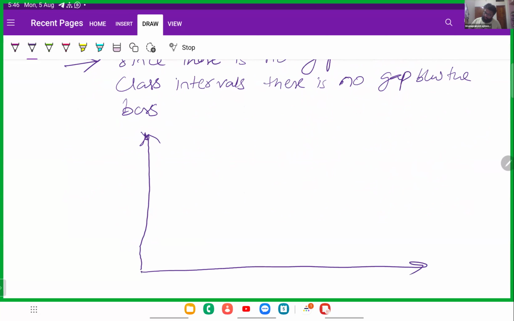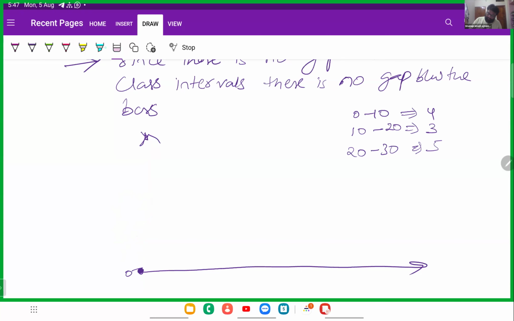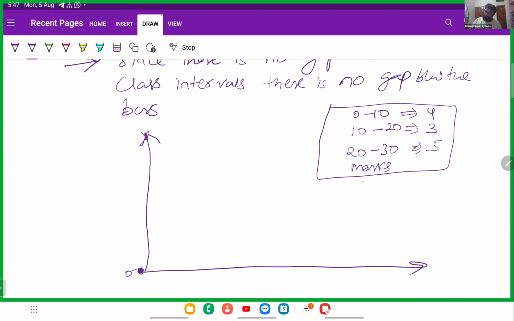Okay, I will give you some data. 0 to 10 marks, 4 people got, and 10 to 20 marks, 3 people got, 20 to 30 marks, 5 people got. Now I'll mark here. Here this will be the origin point, which is 0, 1, 2, 3, 4, 5. Let me do it big so that you can understand easily. So this is the given data. This is the marks range, and this is the frequency.